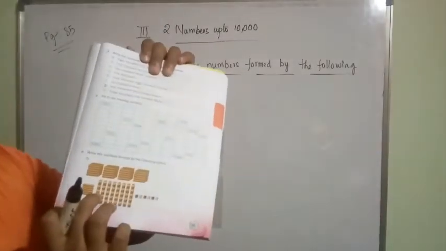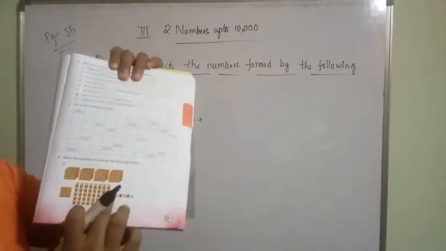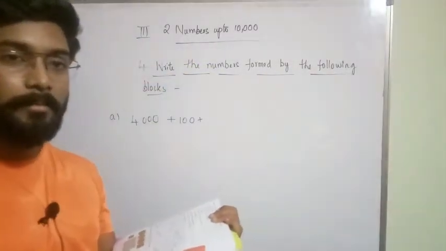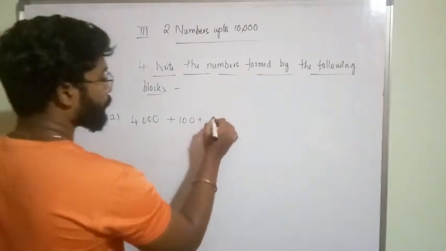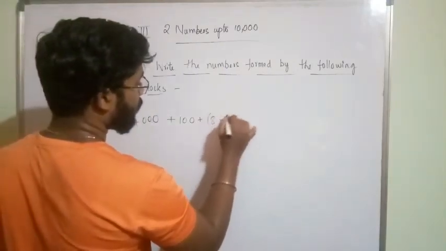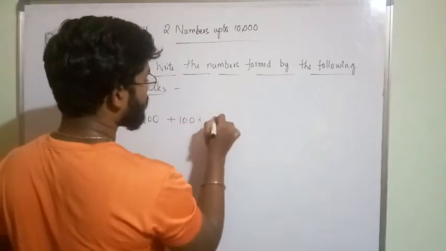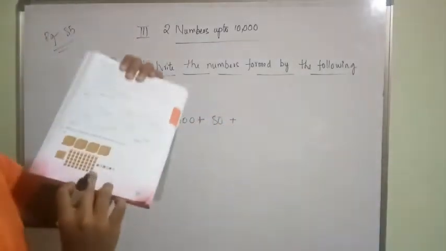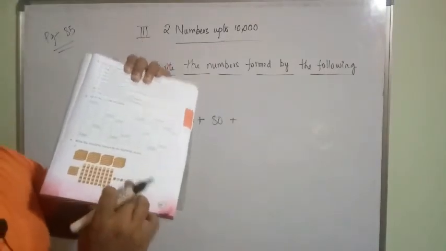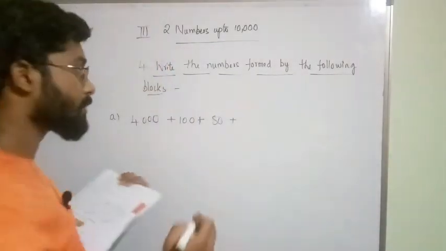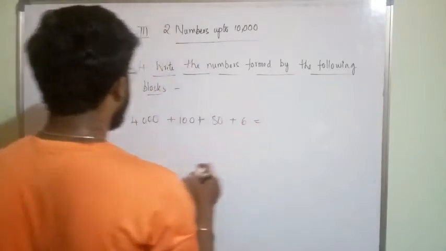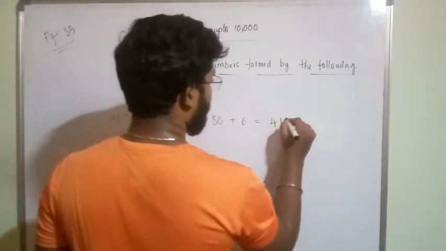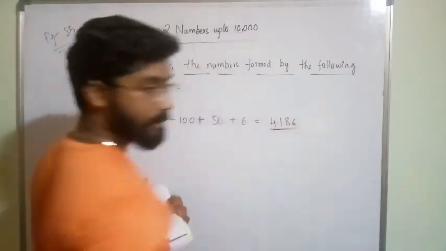Okay, here this one: 1, 2, 3, 4, 5, 6, 7, 8 tall boxes are there, means 8 into 10, 80. Okay, plus 1, 2, 3, 4, 5, 6 smaller boxes, which is 6. So if you add them all, what will you get? 4186. This is the answer.